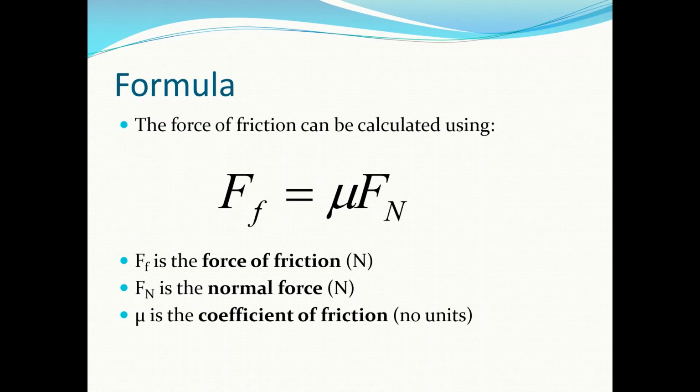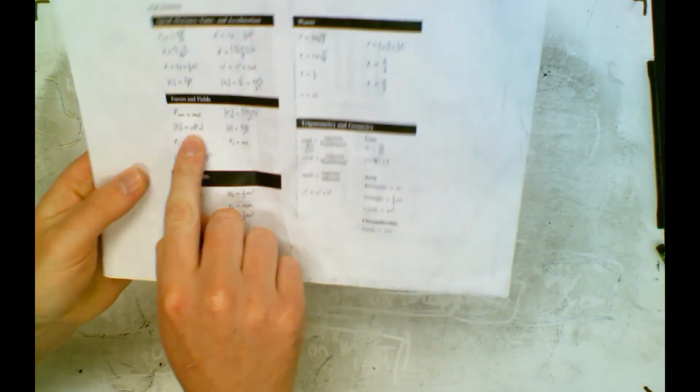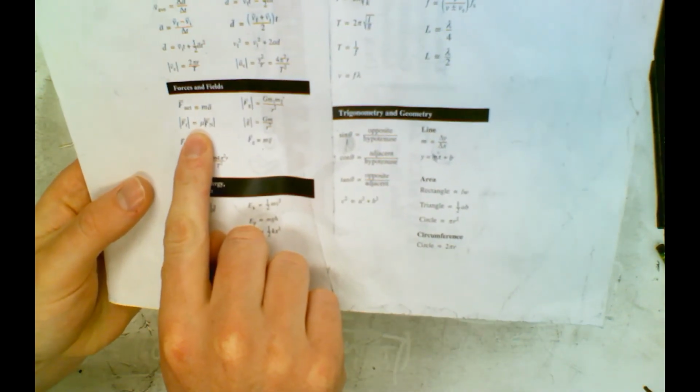So this formula can be found on our formula sheet. Oops, where did I put that formula sheet? So because it's a force, it's under here, and it's just a second one there. Force of friction equals mu FN.